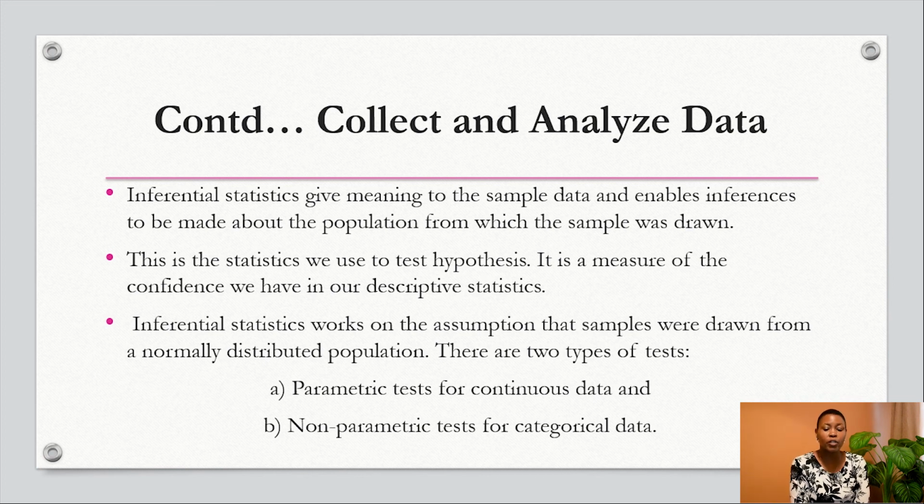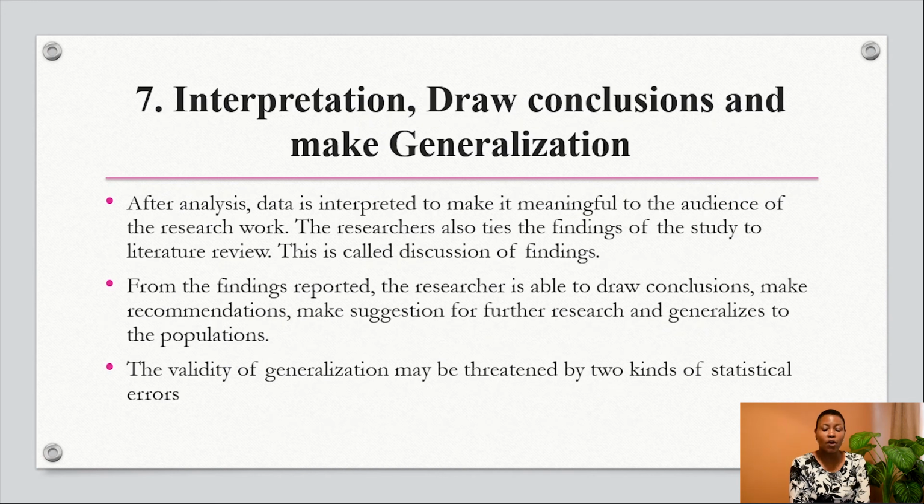data to the population. And it is because inferential statistics works on the assumption that samples were drawn from a normally distributed population among many others. There are two types of tests. We have parametric tests for continuous data and non-parametric tests for categorical data.